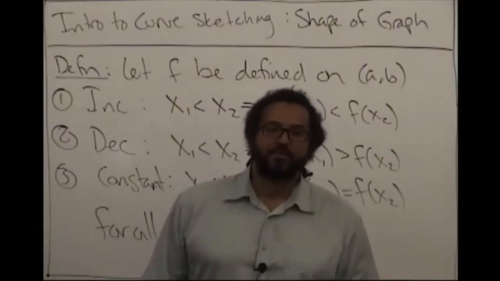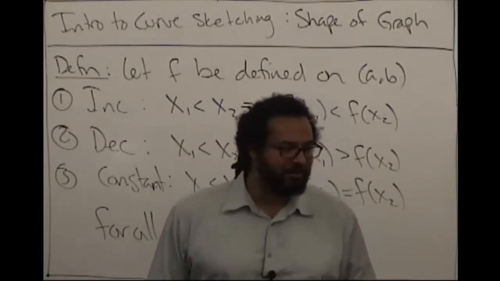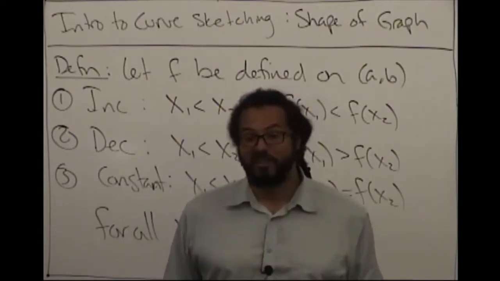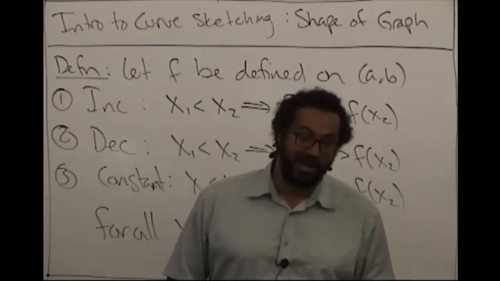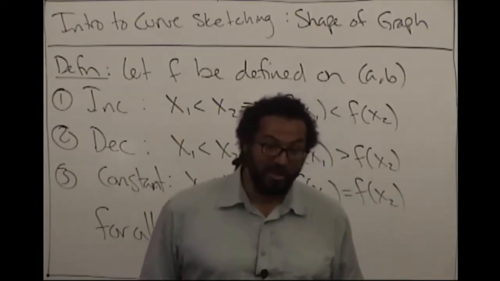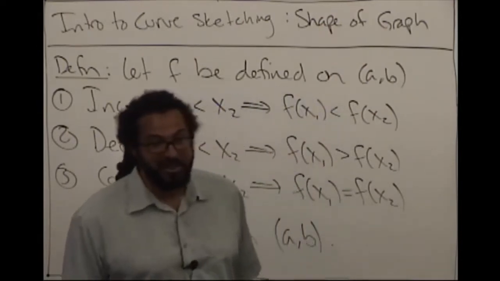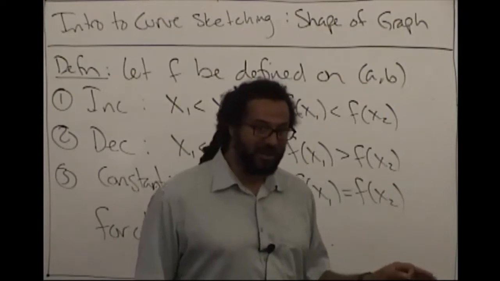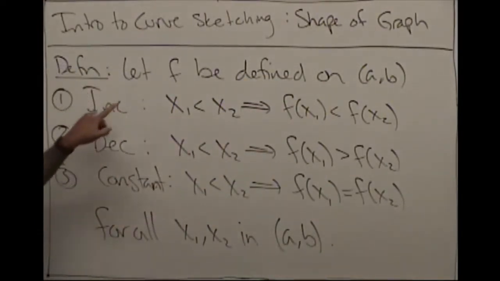All right, in this next batch of video lectures, we want to talk about the shape of a graph. So what do we mean by shape? Where is it increasing? Where is it decreasing? Where is it concave up and where is it concave down? We'll look at those features and we'll use some derivative tests in order to determine when and where those things are happening. So let's just make a definition really quick.